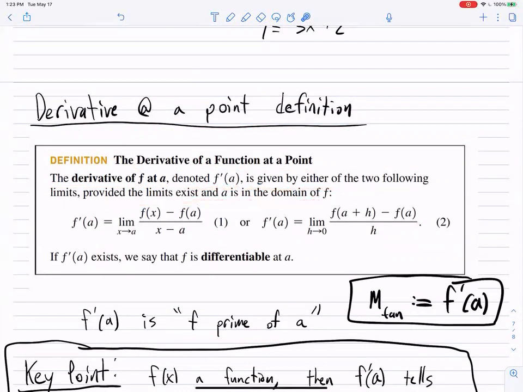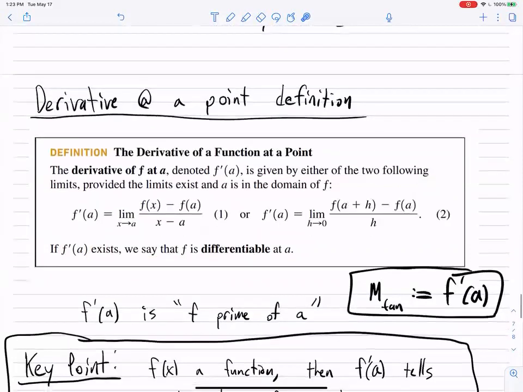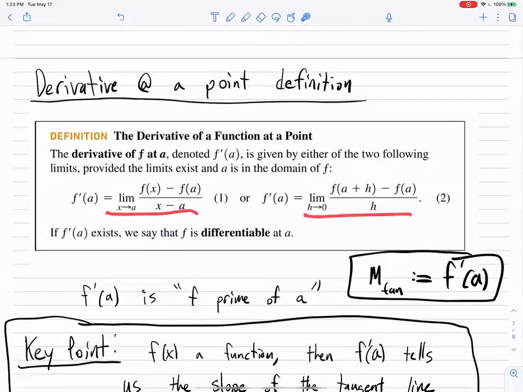So we can only do this if this limit exists and if the value is in the domain, so you can actually plug it into the function. If the slope of the tangent line exists, we say that f is differentiable at a, meaning that you can actually find the derivative at that value. And so the key is this, that the slope of the tangent line is defined to just be f prime of a. So the derivative really is just the slope of the tangent line, and it's given by these limits.